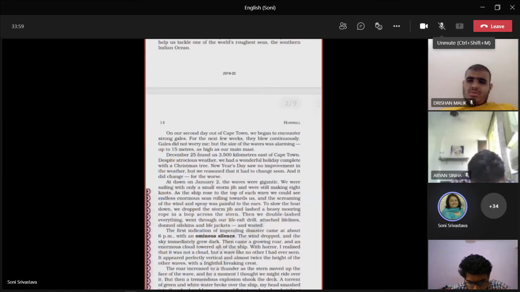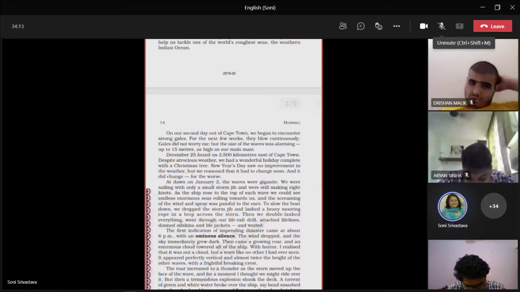Right. Okay. On our second day out of Cape Town, we begin to encounter strong gales. Can anybody tell me what a gale is? Strong wind, windstorm. Yes, strong winds. So on our second day out of Cape Town, we began to encounter strong gales. For the next few weeks, they blew continuously.